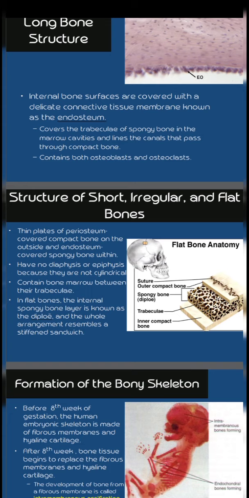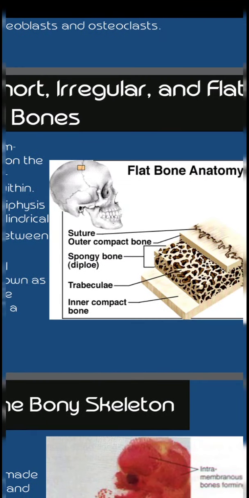They contain bone marrow between the trabeculae of the spongy bone, and in flat bones, this internal spongy bone is also known as the diploe, and the whole arrangement of the flat bones resembles a sandwich. Here we can see it clearly.